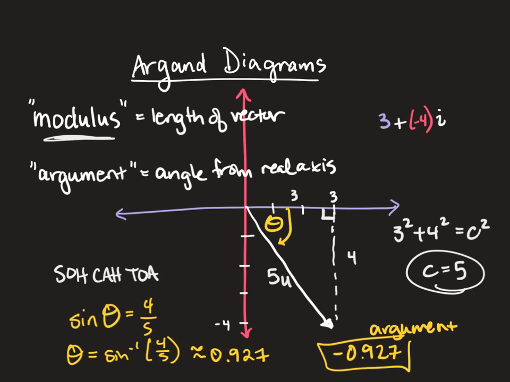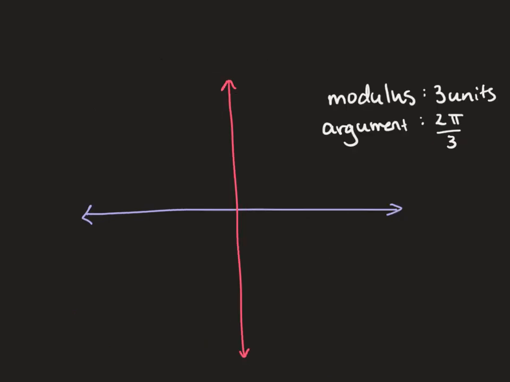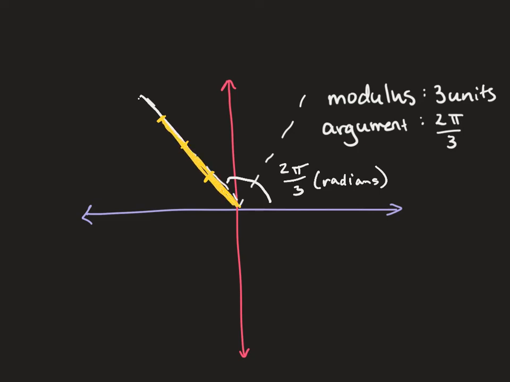Let's draw this out. Let's say my modulus was 3 and my argument was 2 pi over 3. What I might start with is the argument and say, okay, this is 0, and then 2 pi over 3 is if we split the top half into 3 equal pieces. So this right here would be the angle. Sorry, that was terrible. Let's draw that again. This right here would be the angle, 2 pi over 3 radians. And then I just want the modulus of 3 units. So let's say that's 1 unit, that's 2 units, that's 3 units. Then my vector, or my complex value, would be right here.